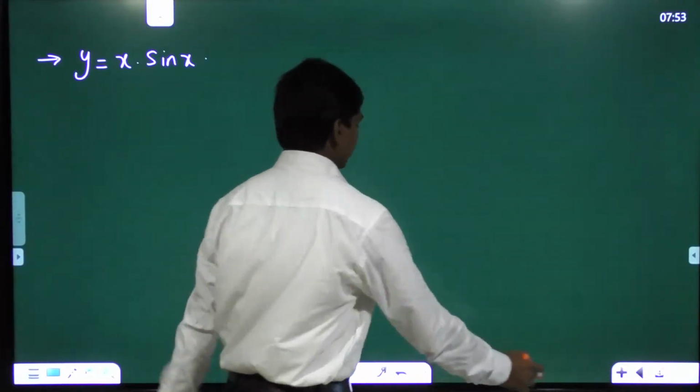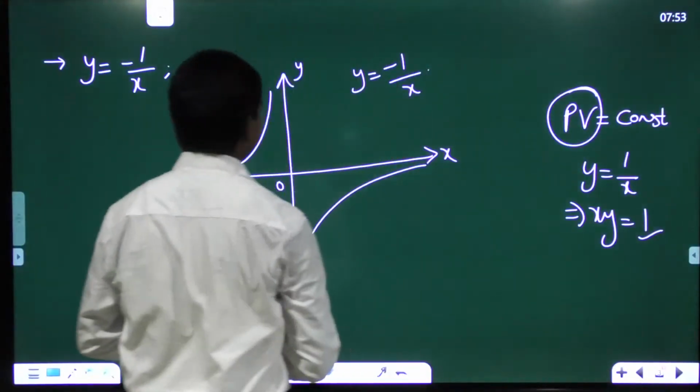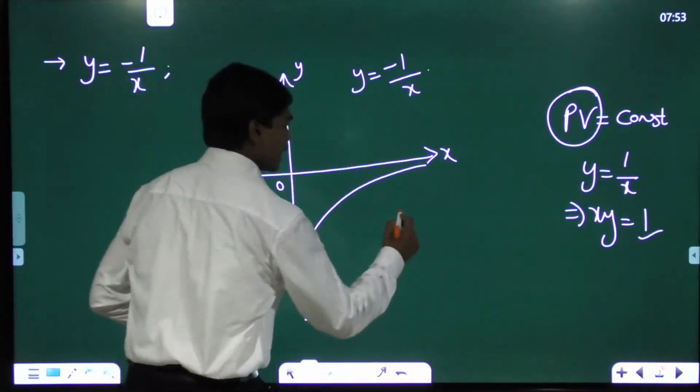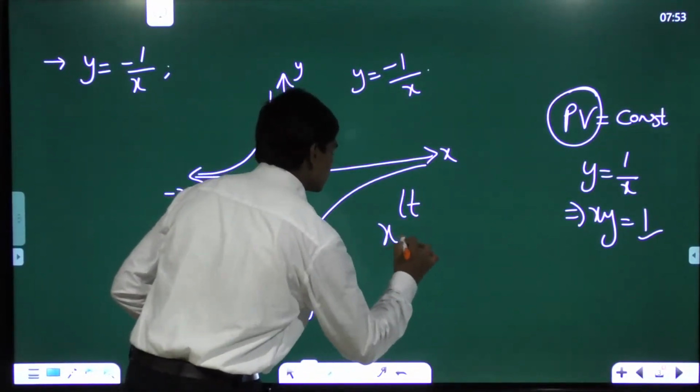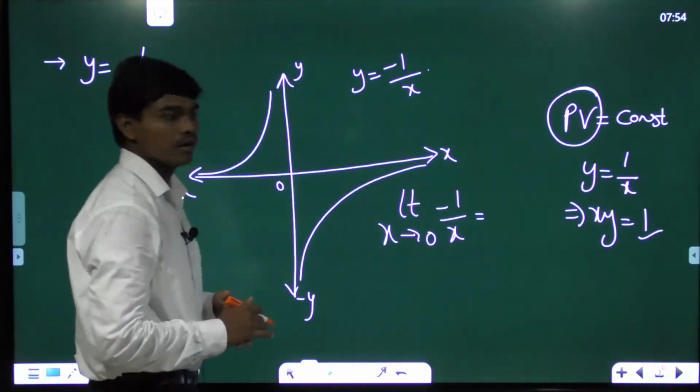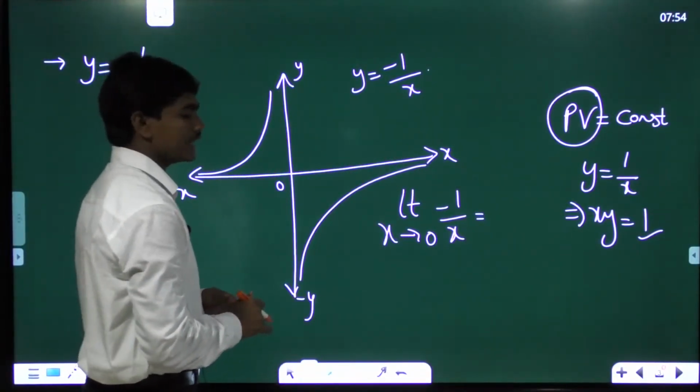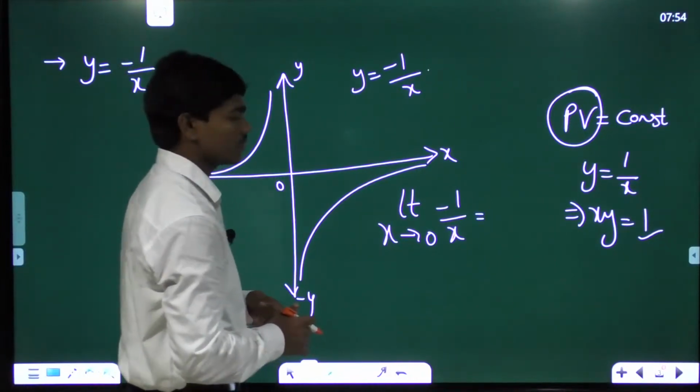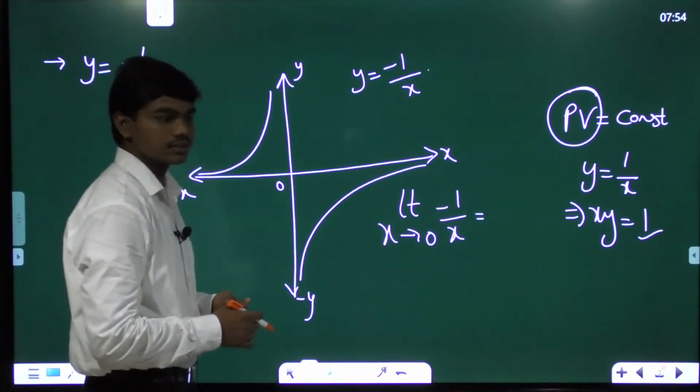Now, continuing with the definition of y is equal to minus 1 by x. Before moving to the next graph, I would like you to get the value of limit x tends to 0 minus 1 by x. What could be the answer? Limit x tends to 0 minus 1 by x. What's the answer for this?